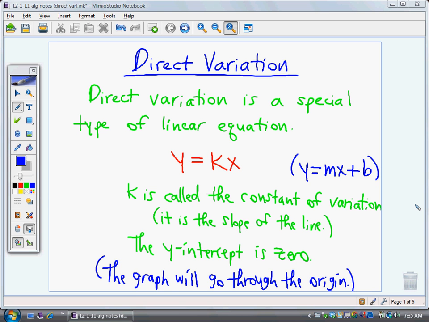K is what's called the constant of variation. And that constant is considered to be the slope of the line. The y-intercept is 0 since there's no constant b. That means that the y-intercept is 0. And what that means about the line, if you were to graph it, is that this particular line would go through the origin. So all direct variation equations will pass directly through the origin.